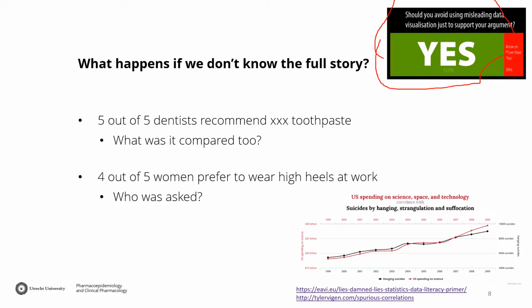Another example could be if you don't think about what you're comparing. So, for example, if you compare the American or US spending on science, space, and technology, and then correlate or compare it with suicide by hanging, strangulation, and suffocation, then you might see a correlation between those two, even though they might not relate to each other. So that's why you always need to think about the full story and what is behind it.